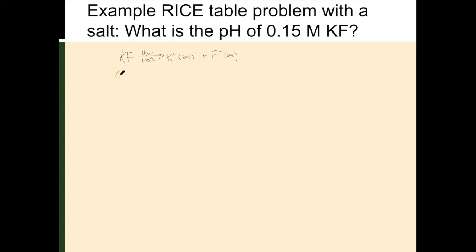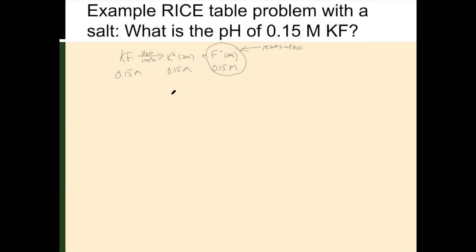Okay, so if I have 0.15 molar potassium fluoride, then that means that I have 0.15 molar potassium ion and 0.15 molar fluoride ion. And that's the most important one, because we're going to use that number in our ICE table, because this is the ion that I know is going to go on to react with the water. This is the ion that reacts with water.